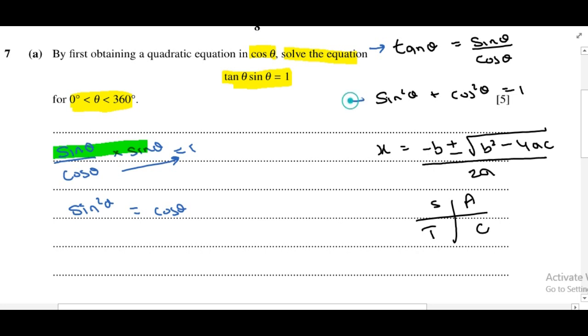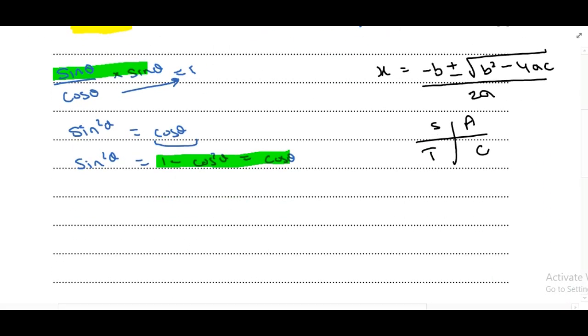Now we would apply the second formula, that is sine square theta plus cos square theta equals 1. So if we rearrange, it would become sine square theta equals 1 minus cos square theta, which is equal to our given equation, that is cos theta. So we are going to take this part, rearrange it, so it would become cos square theta plus cos theta minus 1 equals 0.